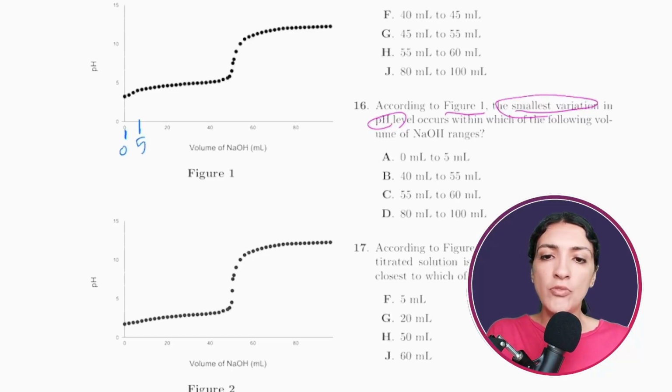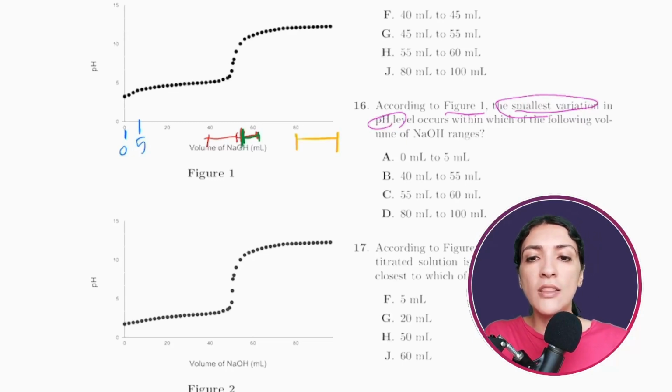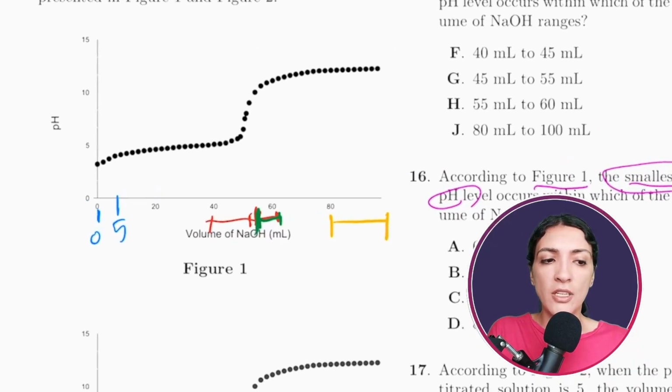Choice B is between 40 to 55. Okay. And then choice C is between 55 to 60. Oops. And lastly, choice D was between 80 to 100. So let's look at their corresponding y values, which would be the pH for us here.